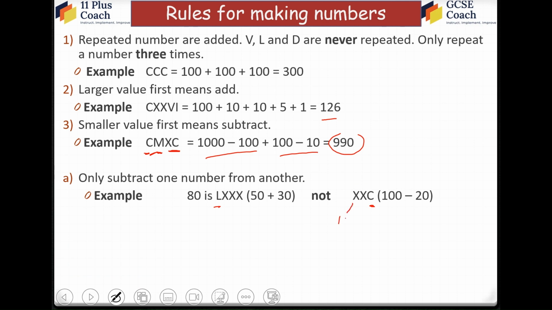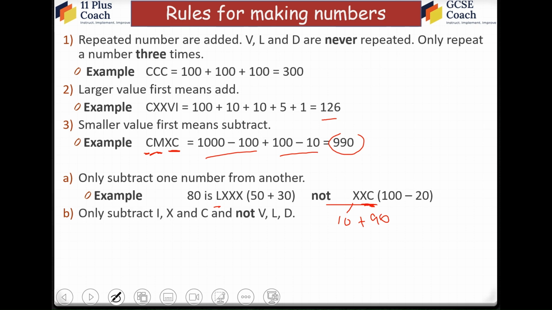For example, X will be 10, but the next two values here, X and C, X is less than C, which is 10 less than 100, which is 90. That's a long-winded way of saying 100, basically, which will be incorrect. So you don't do more than one letter at a time. You can only take one letter at a time from the number in Roman numerals.